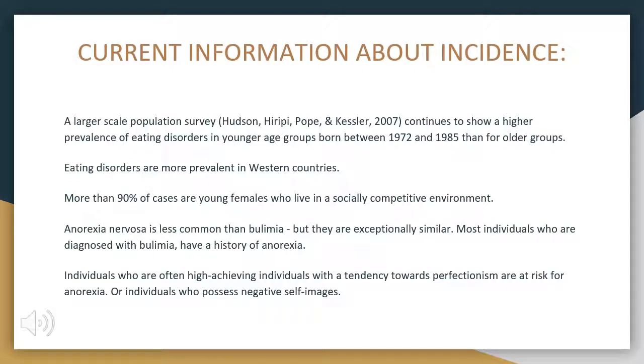Anorexia nervosa is less common than bulimia, but they are exceptionally similar. Most individuals who are diagnosed with bulimia have a history of anorexia. High-achieving individuals with a tendency towards perfectionism are at risk for anorexia. Also, individuals who possess negative self-images are at risk for anorexia.